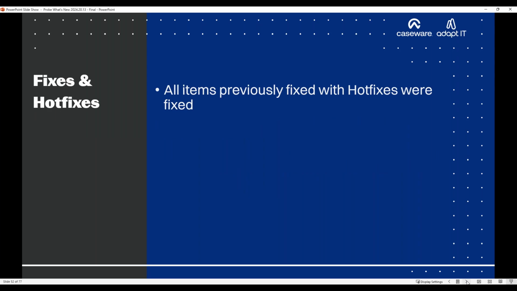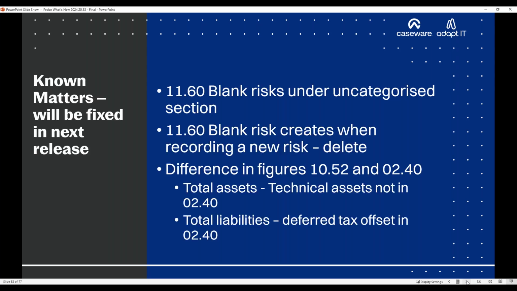functionality. All the fixes and hot fixes that were released since the previous release have been included in this release, so you no longer need those hot fixes. And then just a few known matters that will be fixed in the next release. When you are recording risks, there are some blank risks that appear under this uncharacterized risk section. You can just delete them. And then, as I said, when you create a risk, sometimes there's a blank risk that gets created, almost like a duplicate, but it's a blank one. So again, you can just delete that.